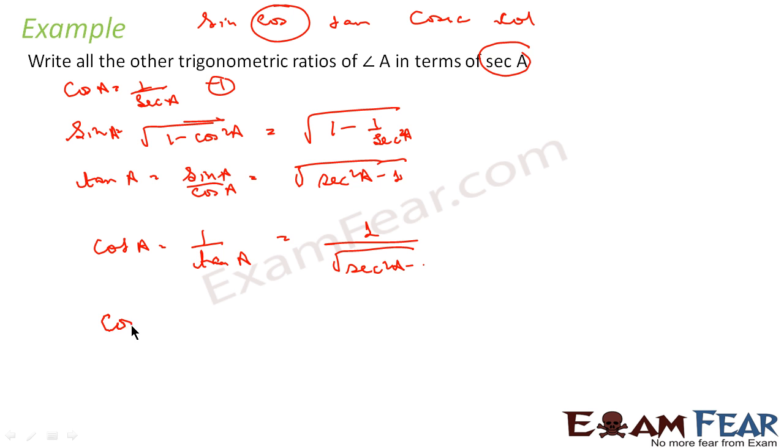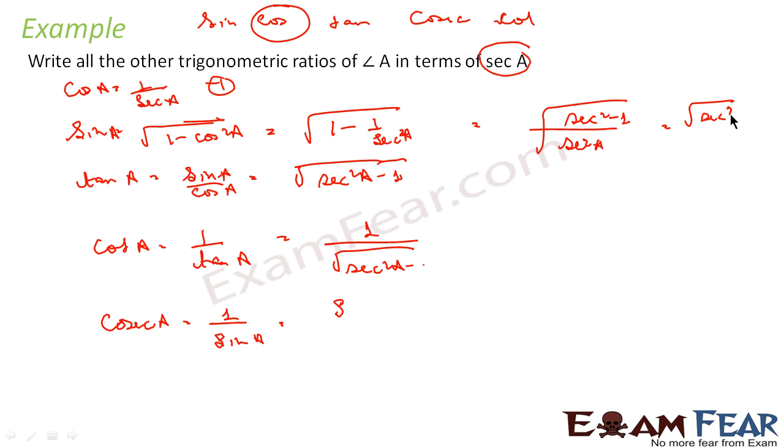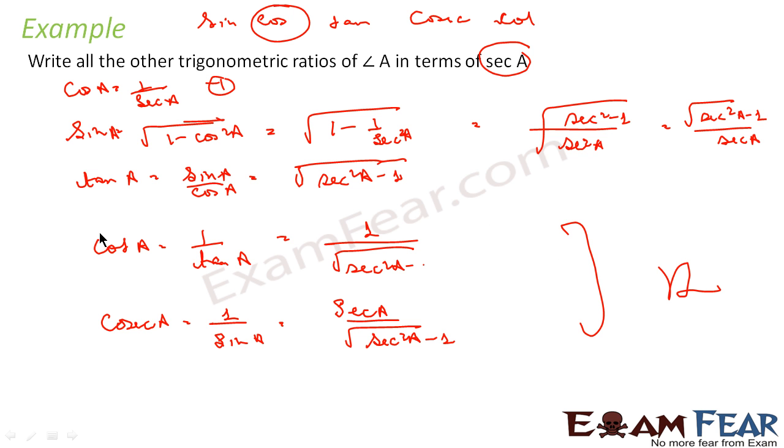Done. Cosec a is nothing but 1 by sin a, and this is nothing but sin a is this one. If you solve this further, this comes out to be sec square a by sec square a minus 1, and this is nothing but root of sec square a minus 1 by sec a. So cosec is 1 by sin a. This will become sec a by root of sec square a minus 1. So if you see, I got all the trigonometric ratios in terms of sec a. What I have done, cos a I found, sin a, and then I can find anything.